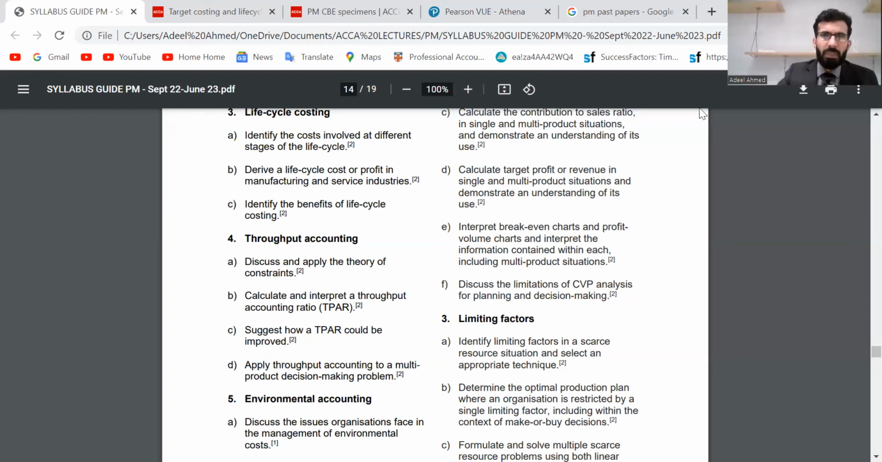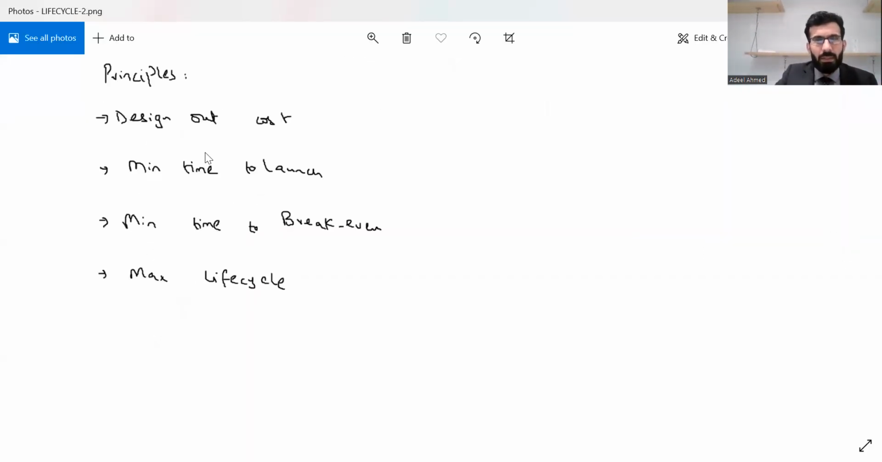Then we have to address the benefits of target costing. As we said earlier, if we are able to work on life cycle costing and follow its principles, it's very clear what benefits we can achieve. We can control our cost by launching the product as soon as possible. We can capture the market share and build our brand name. We could become a market leader. By minimizing the time to break even, we could make sure that our overall profitability is increased, and we also avoid the chances of losses.